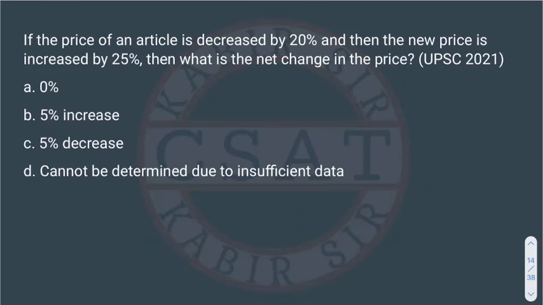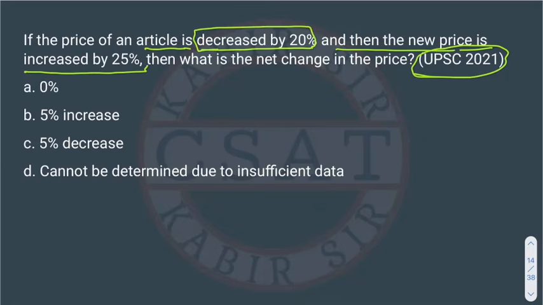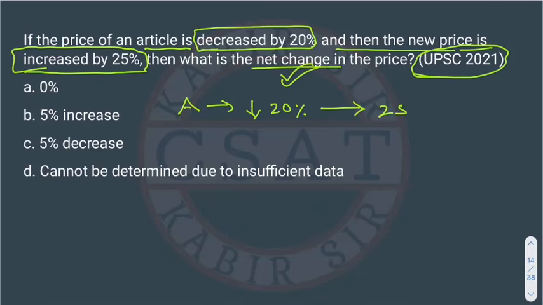This is a question of percentage asked in UPSC 2021. So what's the question? If the price of an article is decreased by 20% and then the new price is increased by 25%, then what is the net change? So he is asking the net change. So suppose there is an item, there are apples, right? Initially its price got decreased by 20%, and later the price of apple increased by 25%. So what is the final price, right?